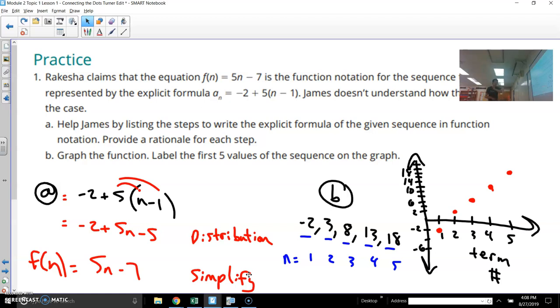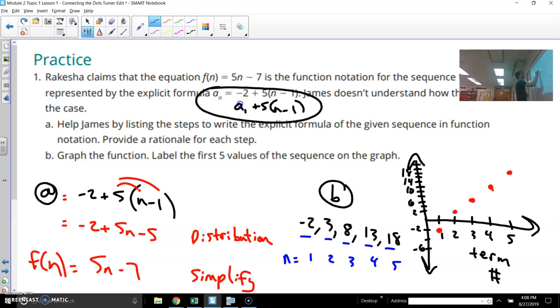It tells you that you're given a function, f of n equals 5n minus 7, and then they also say that it can be represented explicitly using that formula from the first chapter: a sub 1 plus the common difference of 5, and then the n minus 1 part. So basically it says we'll help James by figuring out how you can go from this formula to the function notation formula. And really it's some pretty quick steps.